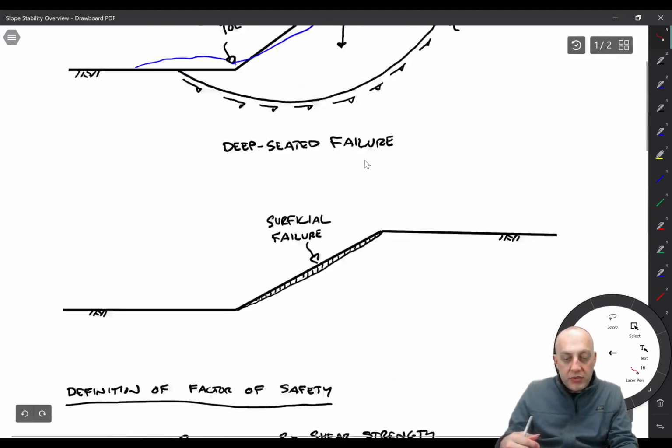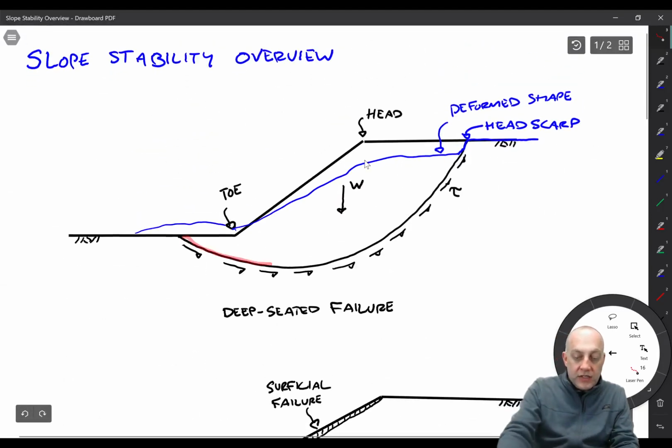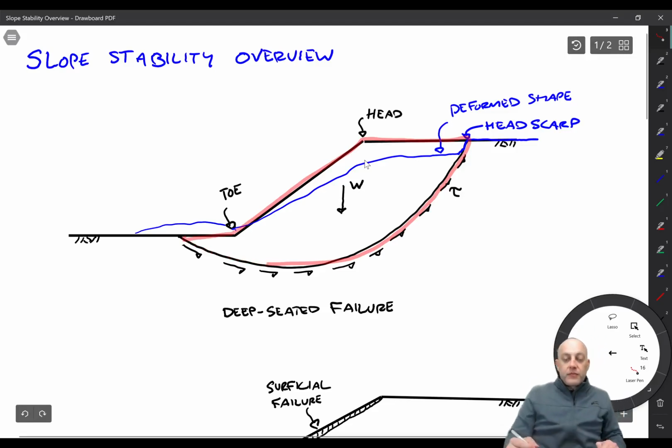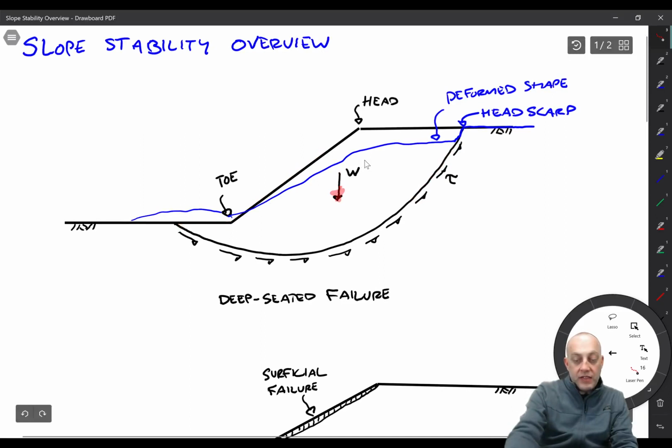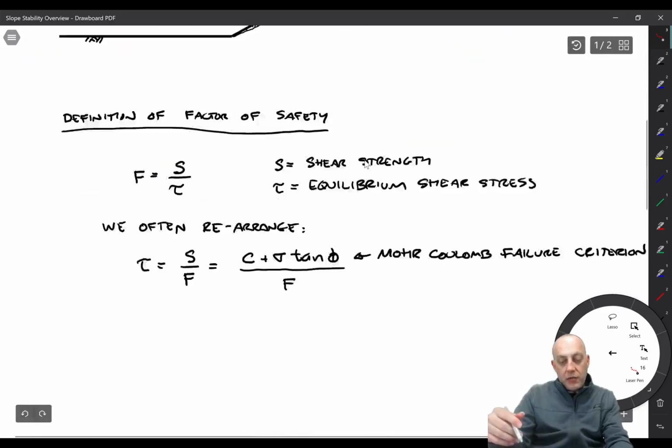Like for example, we would analyze this shape as being a free body diagram, and we would figure out the factor of safety based on the shear stresses acting on that surface relative to the strength. And of course then there's also the weight of that sliding mass that will cause it to tend to rotate, in this case rotate clockwise.